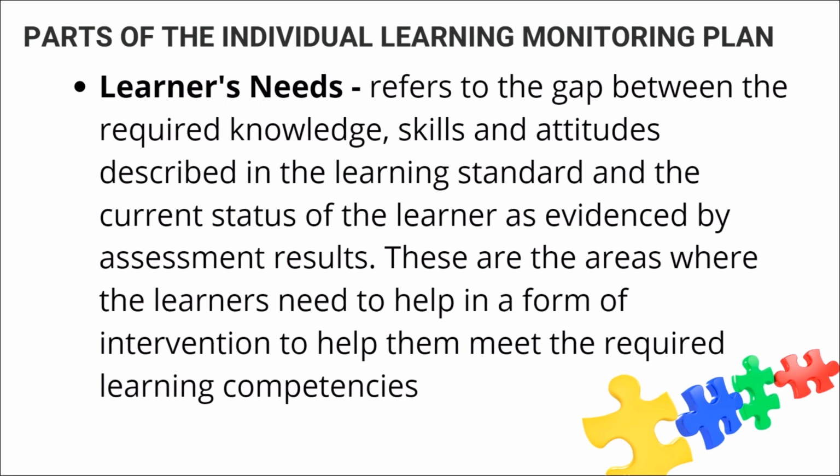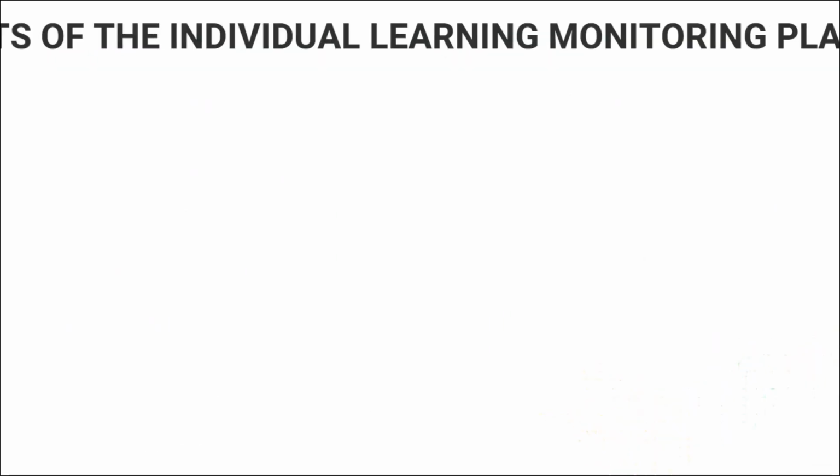As much as possible, being specific in this part is very important because the document will be shown to the parents, will be shown to the learner, or even to the community, so that the community can work together to help the child address these needs. If we are very specific with our learners' needs, we can empower others in the community to help us and to help the child understand that learning competency more. So let's proceed to the next.